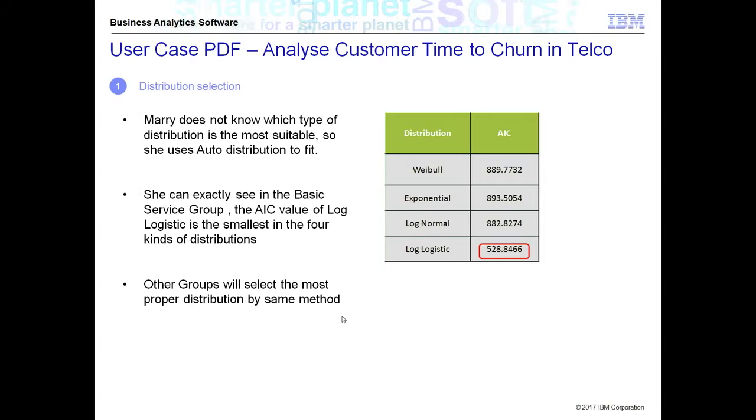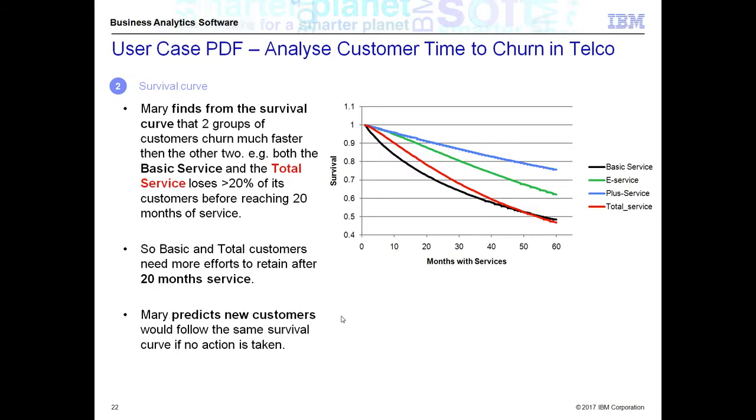The AIC value of the lognormal distribution is the smallest one among the distributions, and it means the lognormal distribution is the most proper distribution for the basic service group. For the other customer groups, they will select the most proper distribution by the same method. After distribution selection, Mary can get the survival curve for 4 different customer groups.